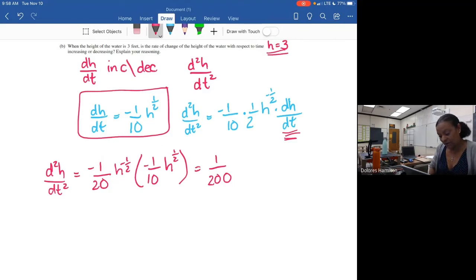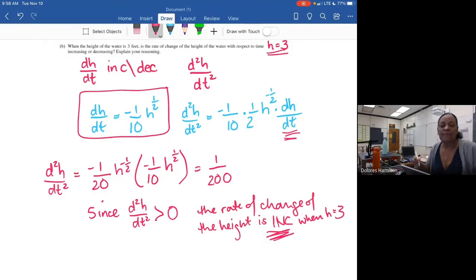And our answer would then read, since our second derivative is always positive, it's a constant, negative 1 over 200, we know that that rate of change in the height when our h was 3 is increasing because our second derivative is positive.